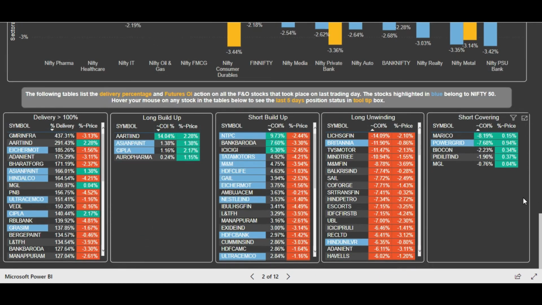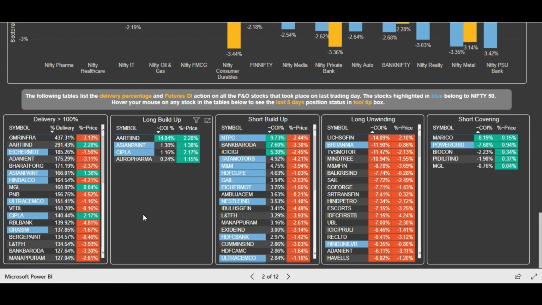this is the bottom section of this particular page. Now here we show the delivery percentage, which is greater than 100% as compared to the previous 5-day average. So if the percentage delivery is greater than 100% compared to the previous 5-day average, the stock comes under this filter and it is listed on this particular table. So you will find all the stocks here which have delivery percentage greater than 100% as compared to their previous 5 days average. Similarly, this is part of the FNO section in which new long positions were added, new short positions, long unwinding and short covering. So it filters all the stocks for you.